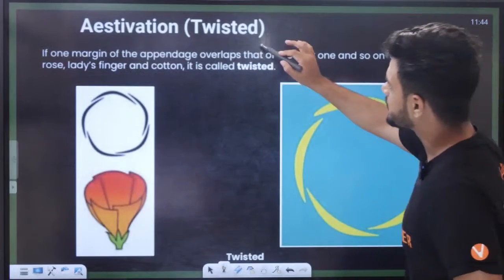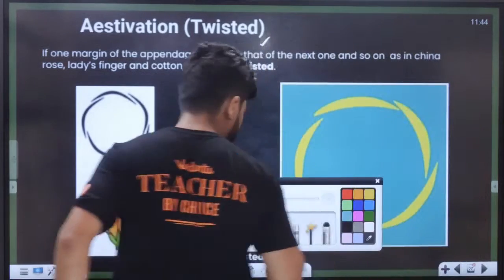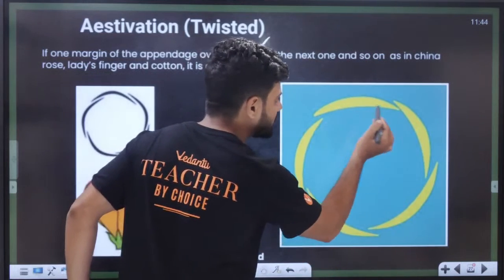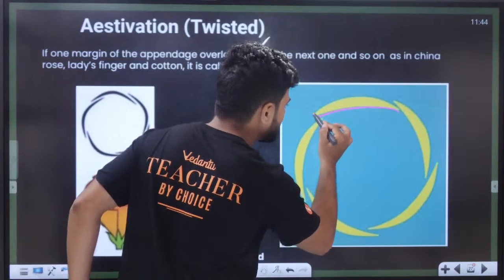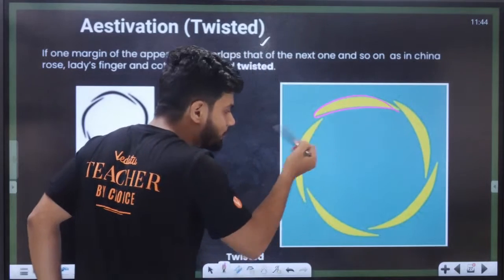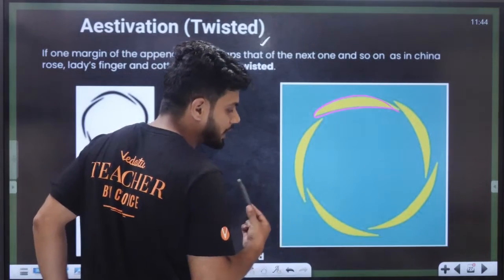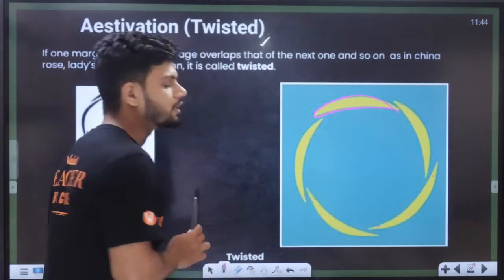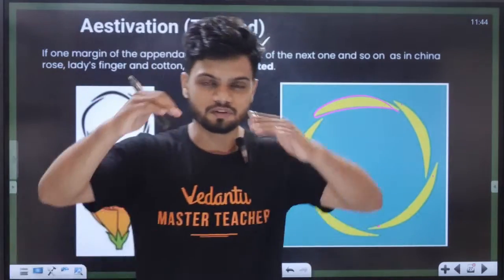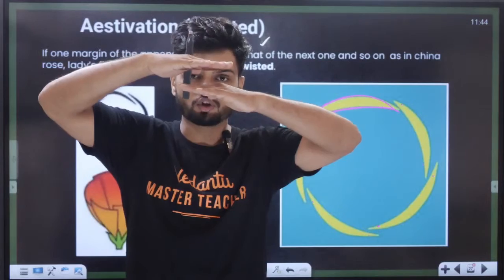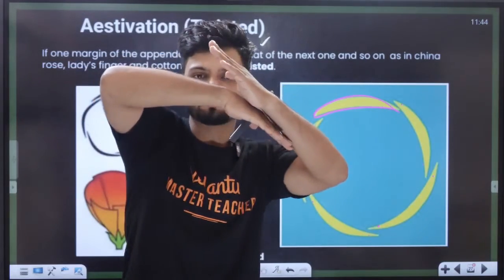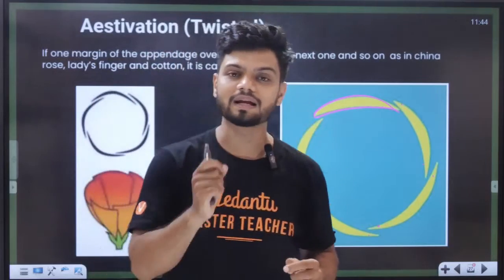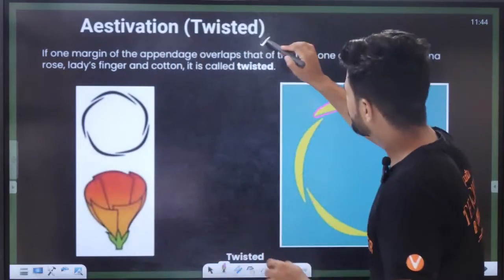Next thing is called twisted aestivation. Very simple to understand. See this. In the case of twisted aestivation, can you see one petal is overlapping? This petal right here is overlapping with this petal. So they are in an alternate fashion, overlapping on one another. If this is one petal, the second petal will be on the top of it, and this petal will be on the bottom of it. That is called your twisted aestivation.